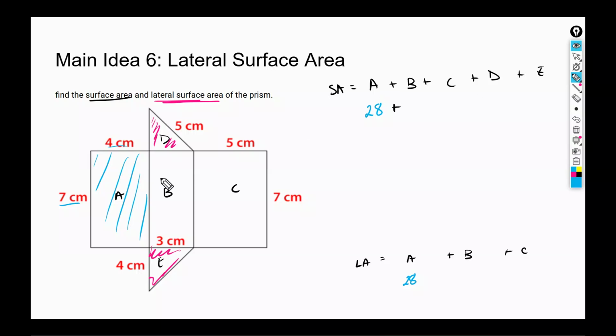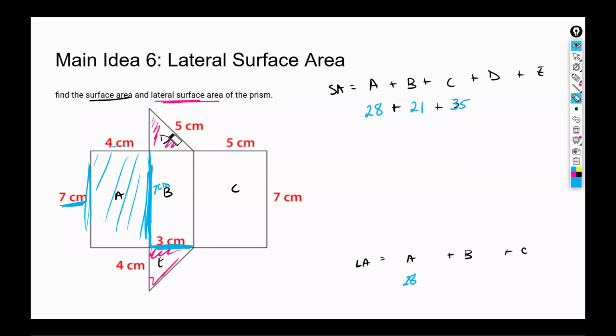Plus, let's do B. This is where B has a length right here of 3, but it doesn't seem to have a length right there. But this length of B is the same length or width as A. So that means if this section right here is 7, this is also 7 right here. Okay. So we have 7 by 3, which is 21. Plus C. C is 5 by 7. 5 times 7 is 35.